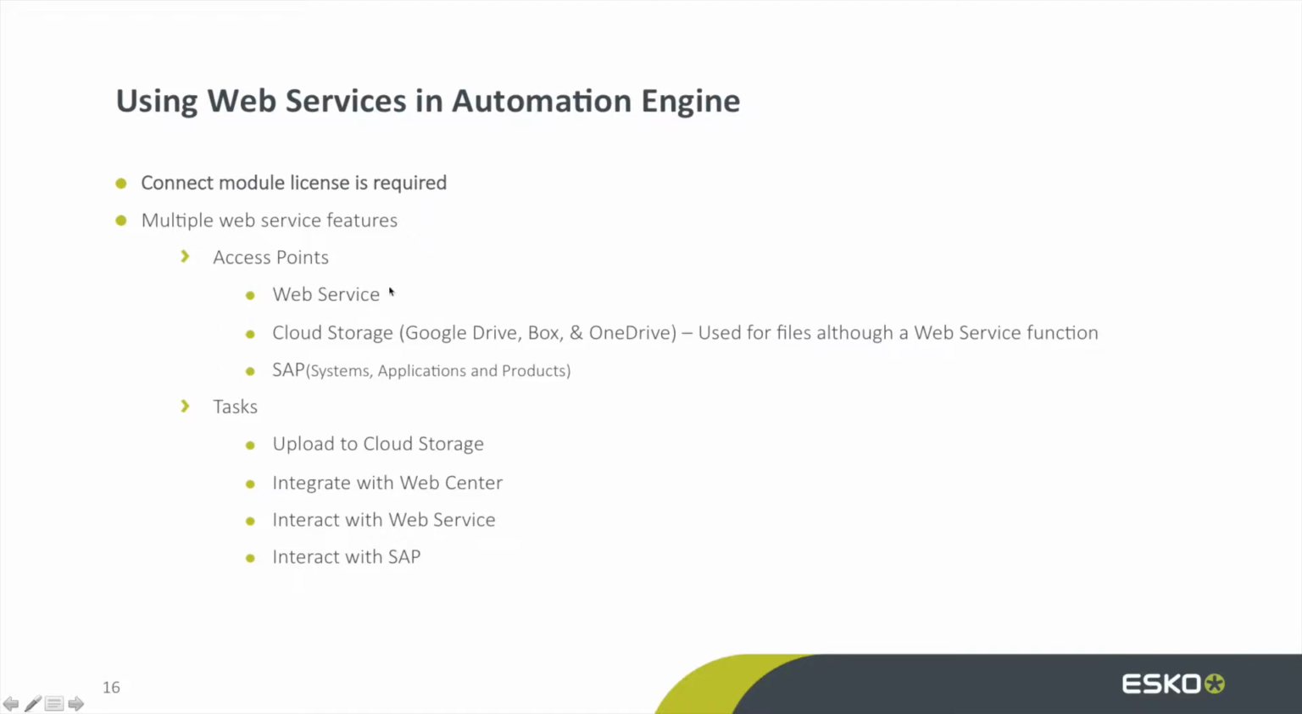So we have access points in AE. Well, we have a web service access point, and then we actually have cloud storage and SAP. So with the release of version 16, we're able to integrate with Google Drive, Box, and OneDrive. Although these are separate functions, they are actually just using web services to transfer data and files back and forth. And then we have SAP, which is Systems, Applications, and Products. This is an enterprise level product, a front-end system typically, and we can integrate directly with that using its own tasks.